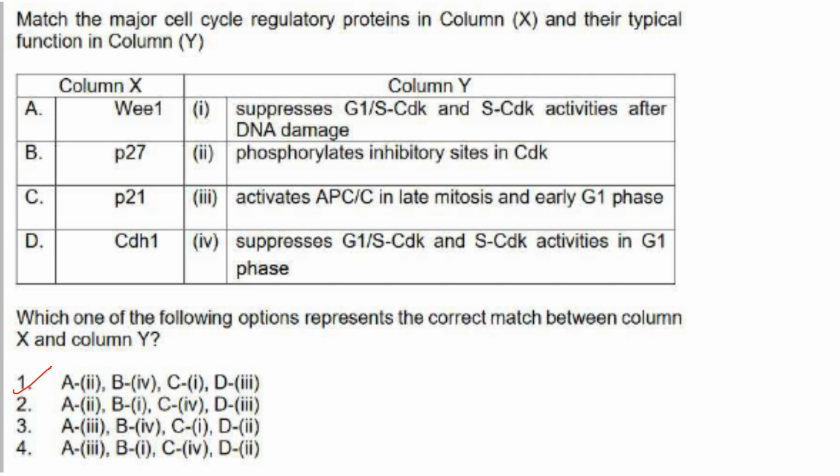A2, B4. C1. P21 suppresses G1S CDK and S CDK activities after DNA damage. Yes. CDH1 phosphorylates, activates APC/C in the late mitosis and early G1 phase. D3. So A3, B4, C1, D3. So answer is option 1.